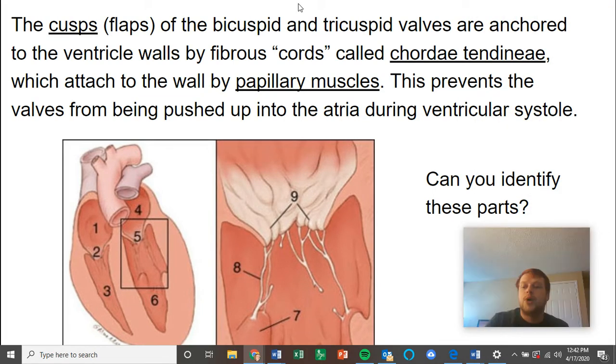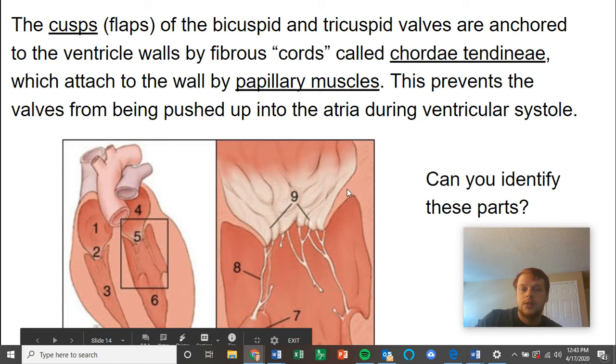Now, when we're talking about these parts, the cusps, which are the different flaps of the bicuspid and tricuspid, are attached to the ventricle walls by these different fibrous cords. The name for those cords are the chordae tendineae, which attach to the wall through papillary muscles. So what this does is it keeps the valves from being pushed up into the atria whenever they are expanding. So later, when you get some practice, you'll be able to identify these parts more. But remember, right now we've discussed the four chambers and the different valves present.